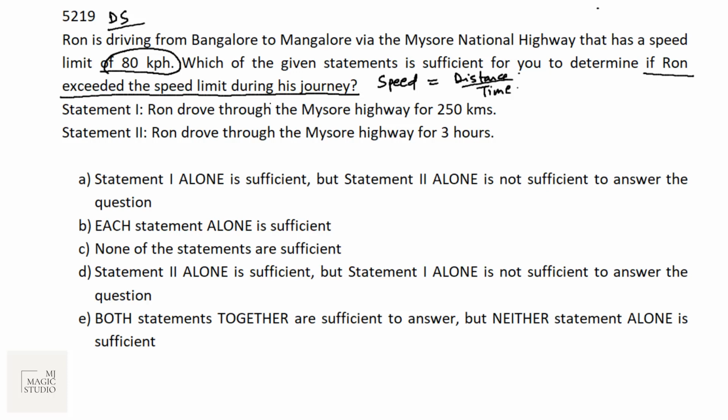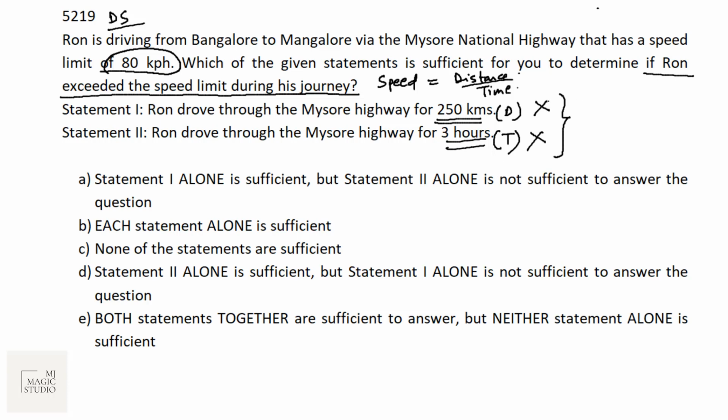Statement 1 says Ron drove through the Mysore highway for 250 kilometers. That means D is only known. Still we don't have time known and we are not in a position to find the speed. Statement 1 alone is not sufficient. Statement 2 says he drove through the highway for 3 hours. That means in statement 2 T is given, but there is no D in statement 2. Statement 2 alone is not sufficient.